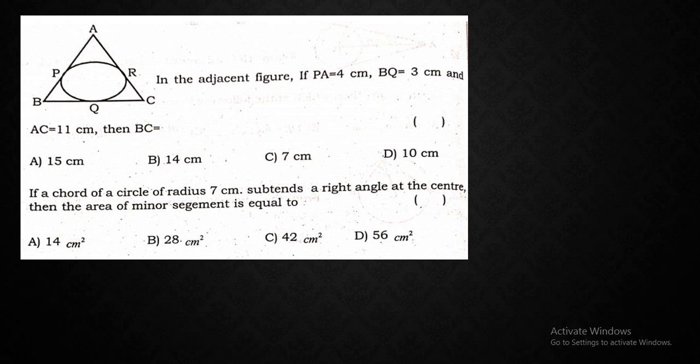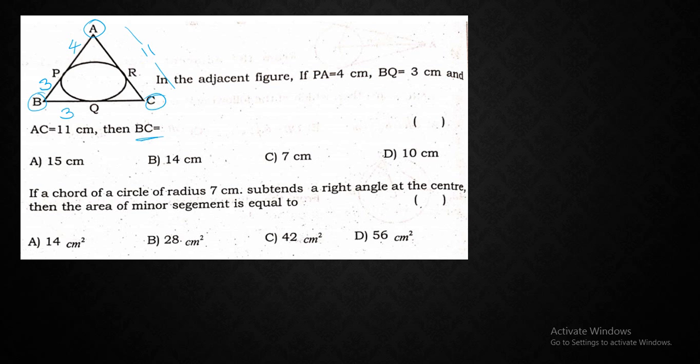Right. Next, moving on to one more question. So what he has given, PA is equal to 4 centimeters, BQ is equal to 3 centimeters, and AC is equal to 11. So this total length is 11. Then what is the value of BC? Now already we know, to a circle, in this particular triangle, point A, point B and point C act as external points. So from there we have drawn external tangents.